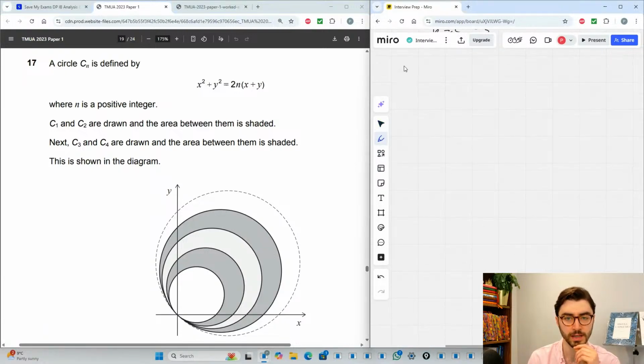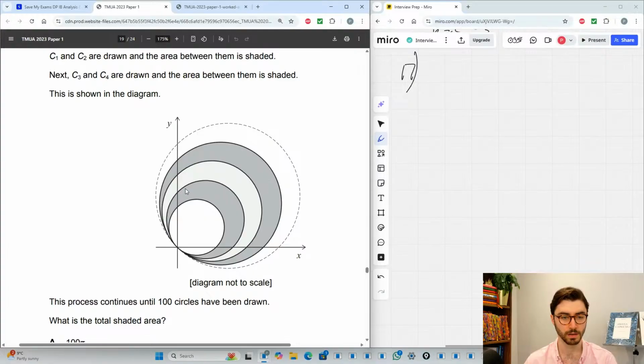So 17. Circle C is defined by that equation. N is a positive integer. So the circles, n increasing, you get different circles. C1 and 2 are drawn in the area between them as shaded. 3 and 4 are drawn in the area between them as shaded. So that's 1 and 2. That's 3 and 4.